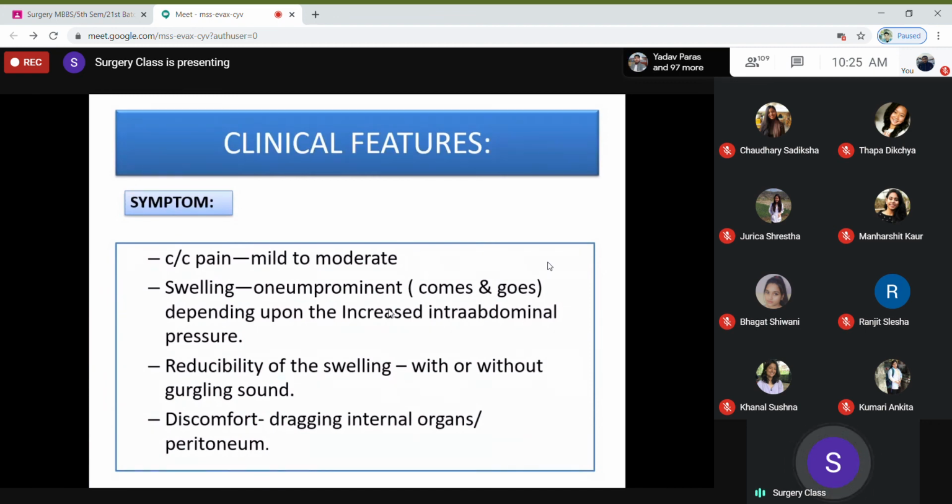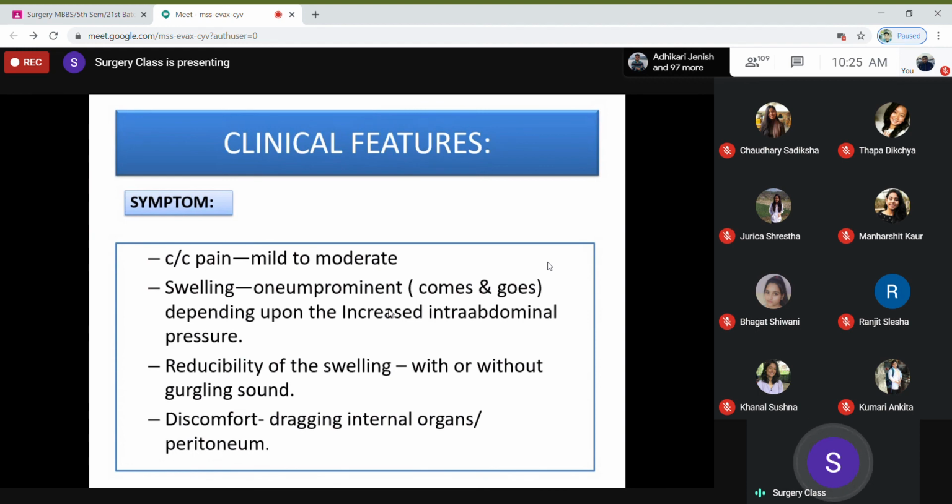When the swelling comes, you might feel discomfort or dragging pain. It might be moderate or severe depending on the size of the hernia. And when this hernia goes back, there might be nothing. It will be very easy, it goes back. But sometimes it makes a gurgling sound when it goes back, or when you manipulate it and push it inside. There is a gurgling sound. That means the intestine has come in the sac. That's how you see it during reducibility.